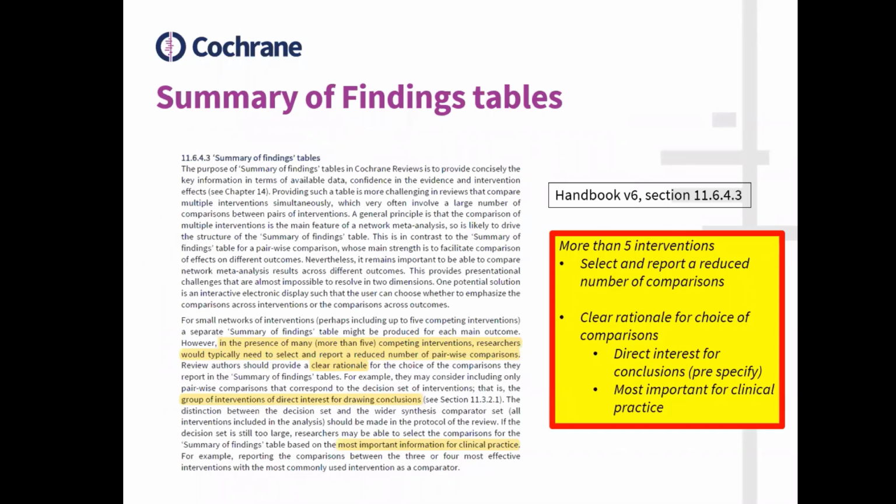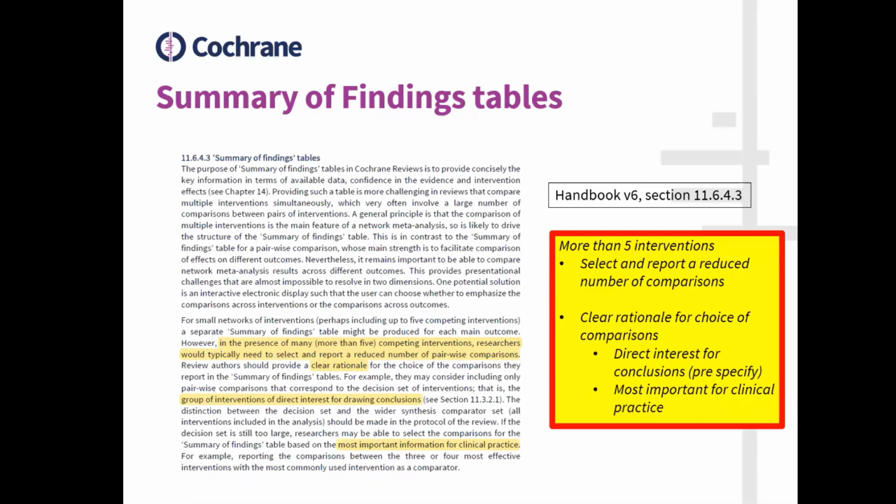And then going on to think about summary of findings tables. It's really important to think about these in advance because, as I said before, there can be a lot of information in a review with network meta-analysis because of the number of interventions and comparisons that are often included. So it's really important you think about how you're going to summarize those, and pre-specify how you're going to construct your summary of findings tables.